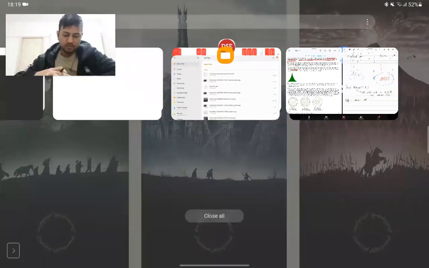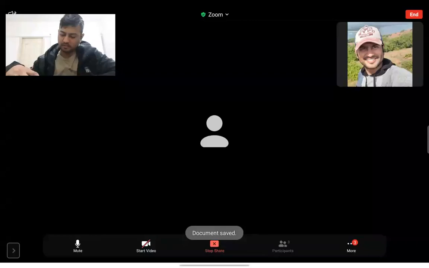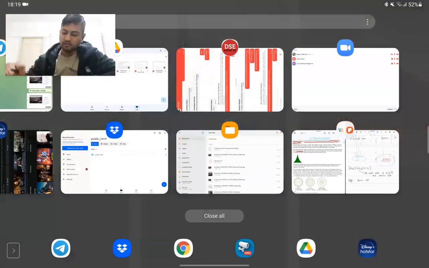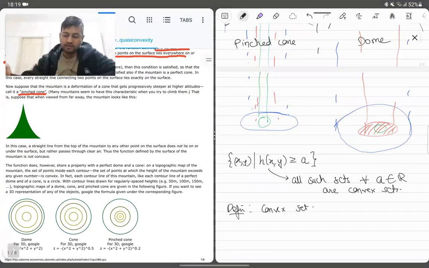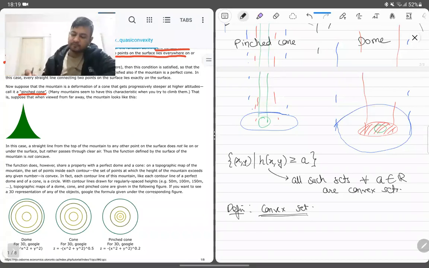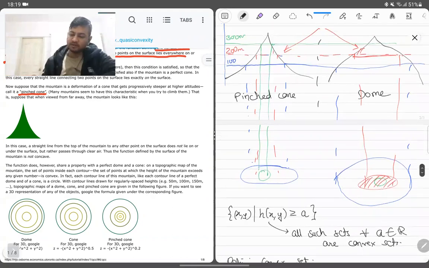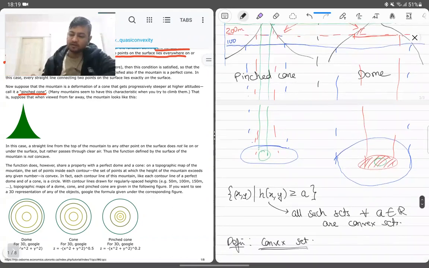Who all are online? Okay, so just two of you, Somijyoti and Vinay. Can anybody tell me what is the definition of a convex set? Come on, convex set definition, very bread and butter kind of thing.